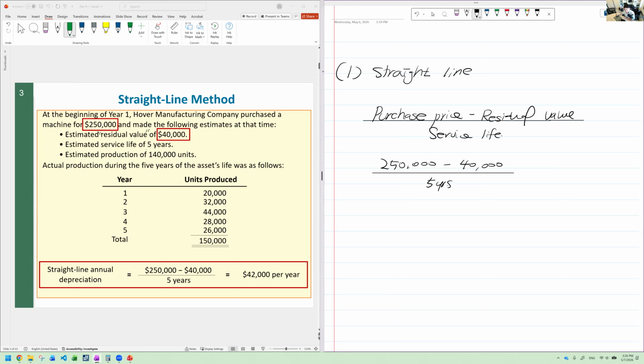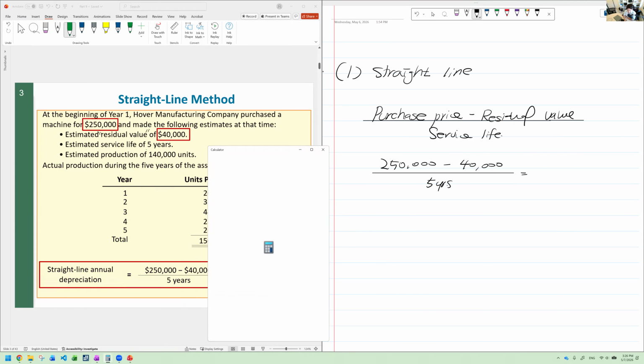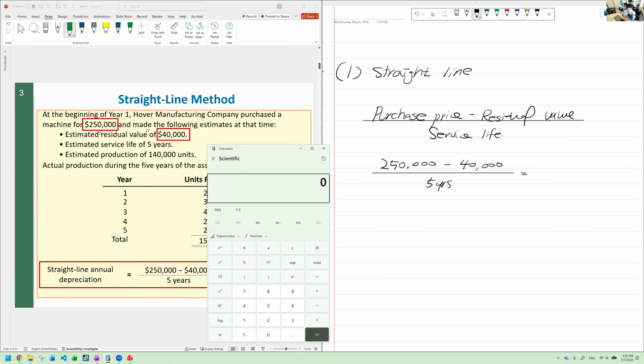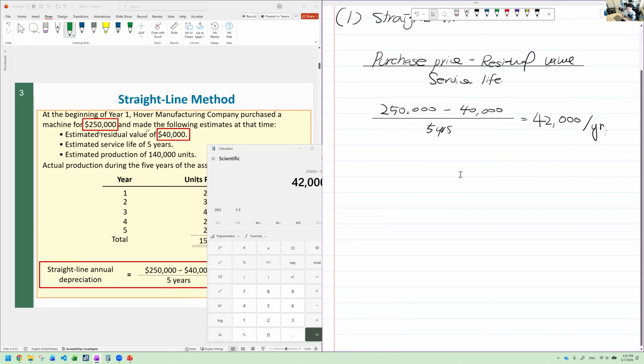That means every year, we're going to depreciate the asset for 250,000 minus 40,000 and then divided by 5 years. So every year, we're going to depreciate the asset for $42,000 per year. So what does that mean?